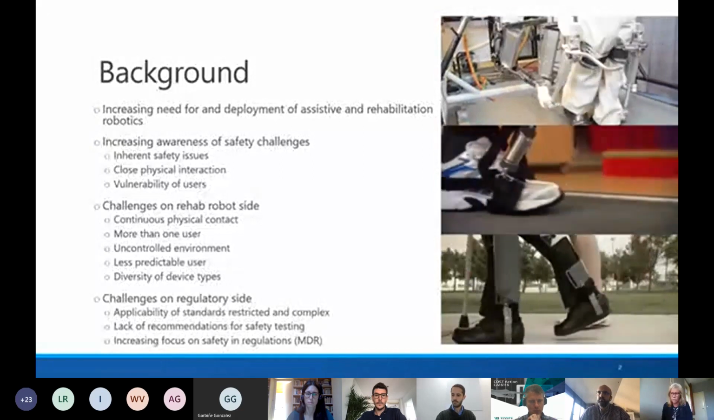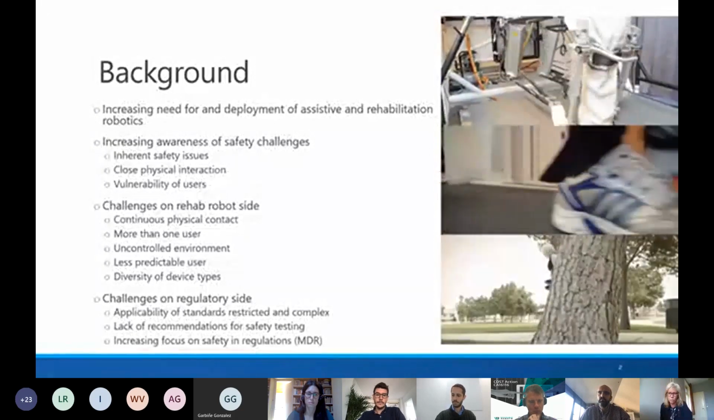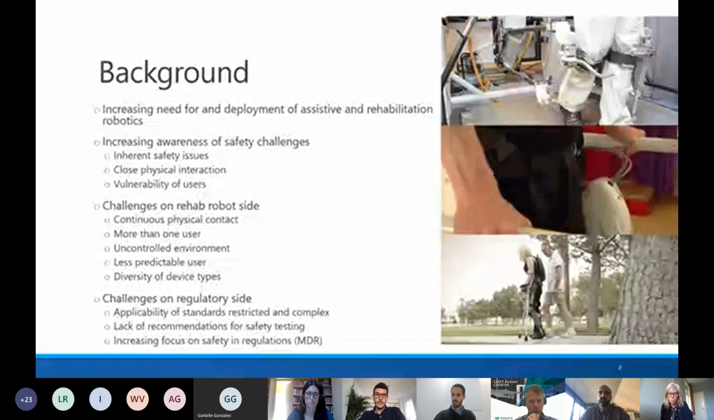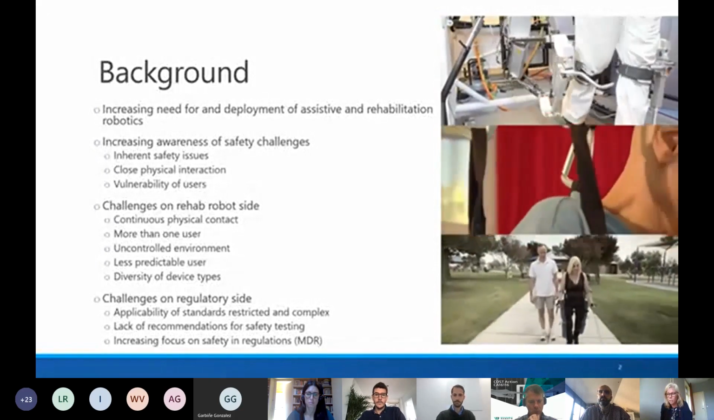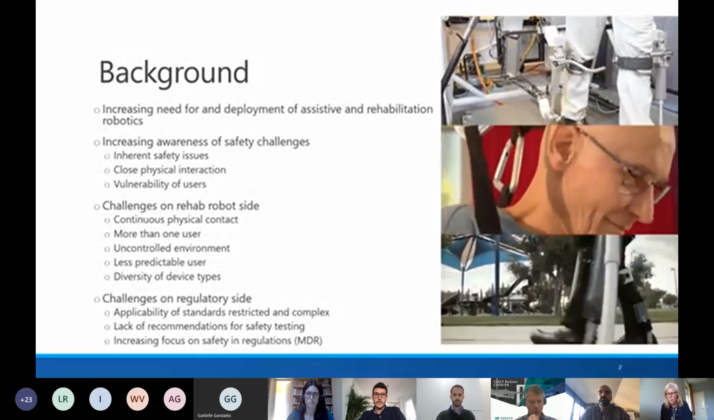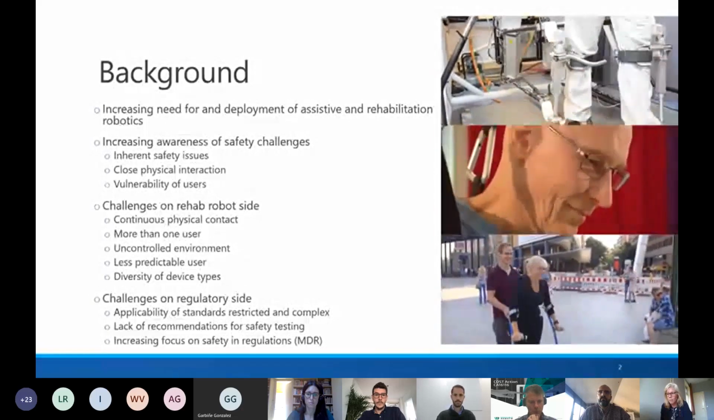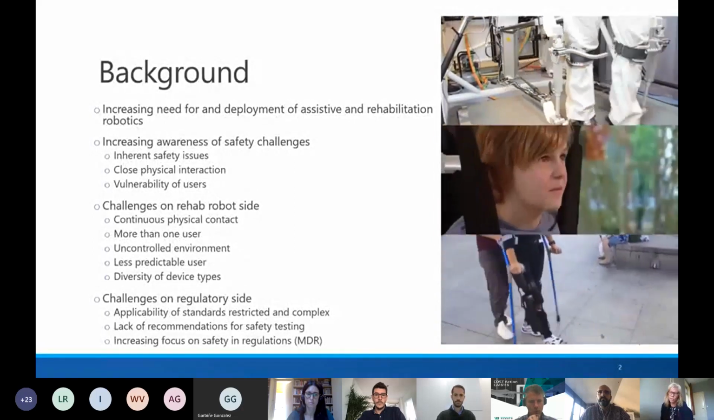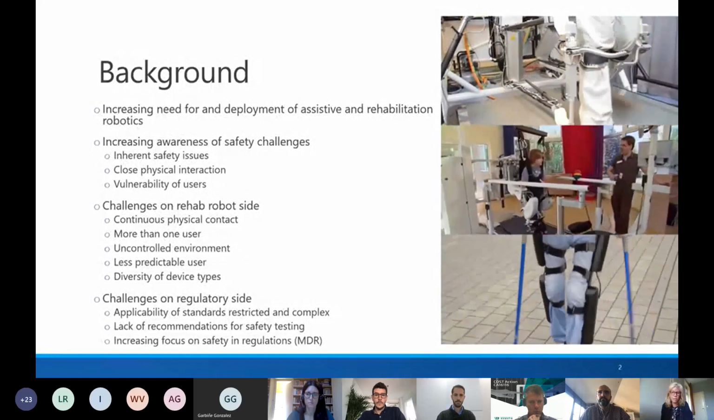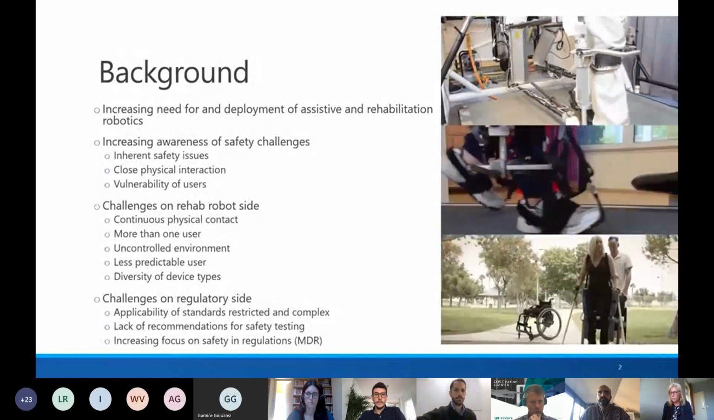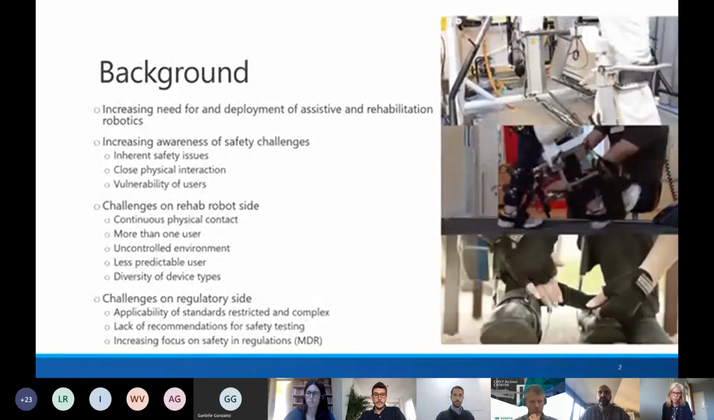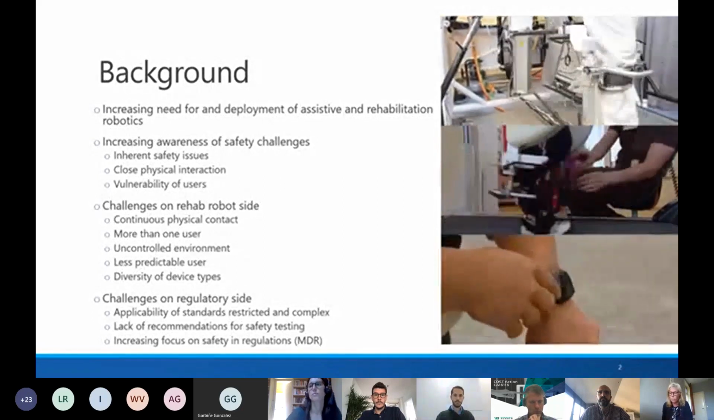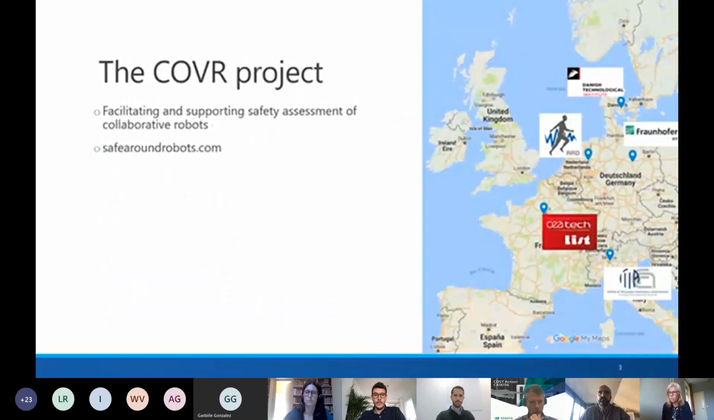And there are also some challenges on the regulatory side, where in this field, the applicability of standards is rather restricted and complex. There's a lack of recommendations for safety testing currently. And at the same time, there's an increasing focus on safety in regulations like the medical device regulation. So that presents an interesting field with a lot of challenges to overcome for robot developers in this area.